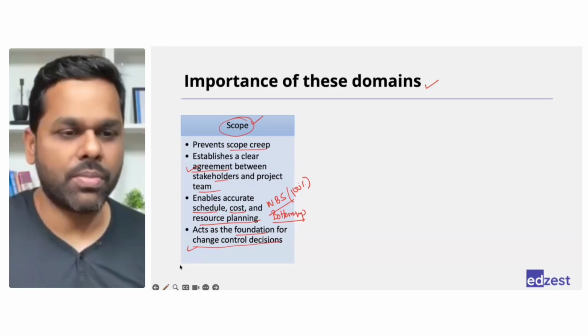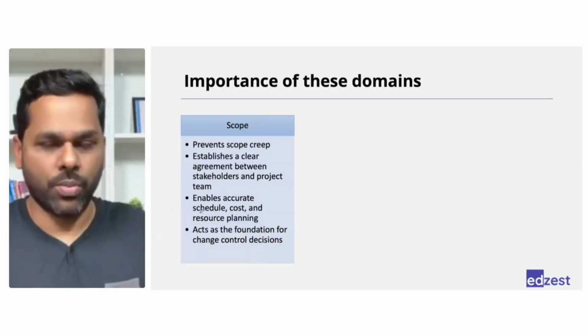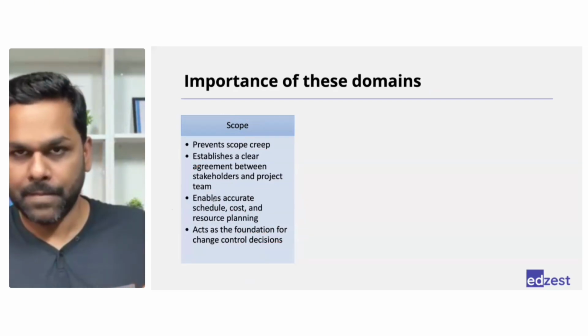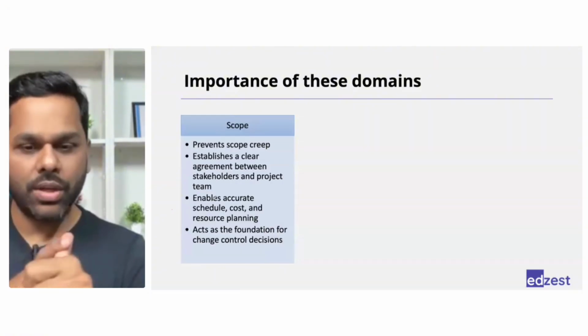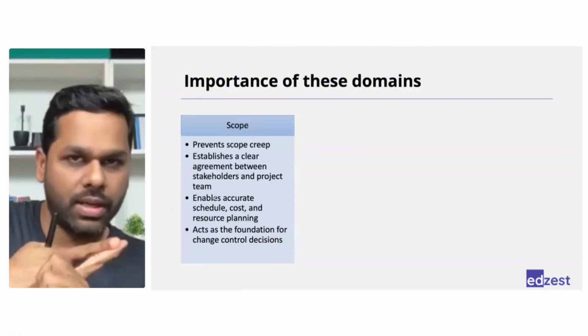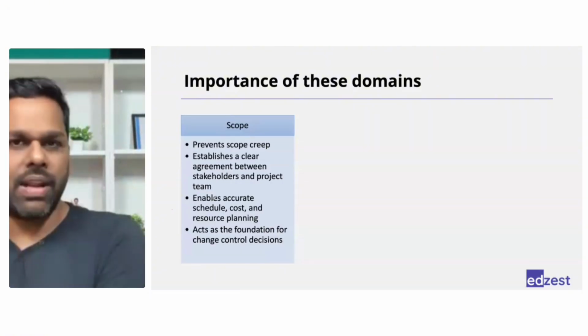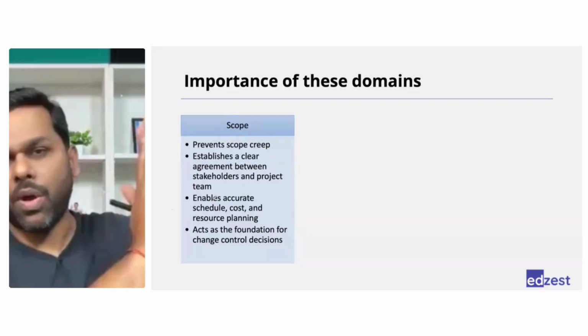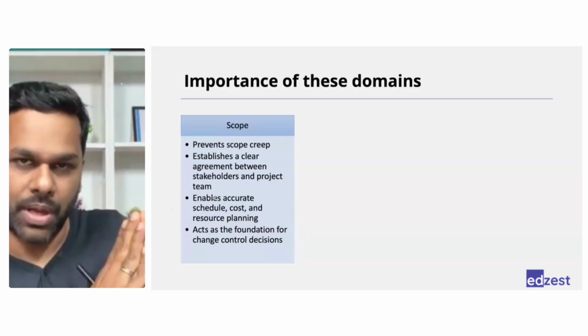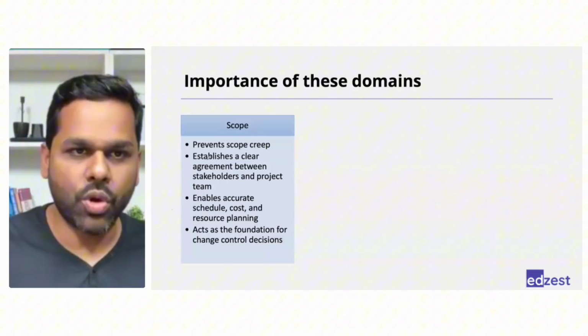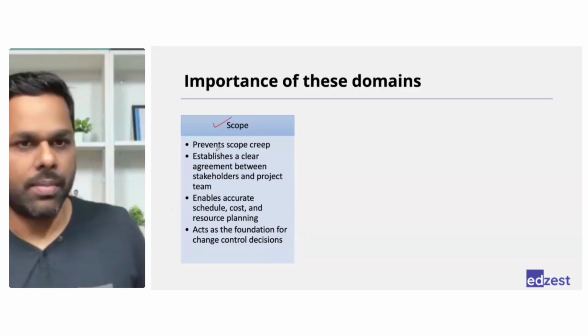That's why we should be able to manage the scope performance domain well. Right? You should know what is to be delivered. You should also know what is not to be delivered. You will have great clarity. Your team will have great clarity. Your sponsors, stakeholders will have great clarity in the project. Right? That's why scope is very, very important for project management.